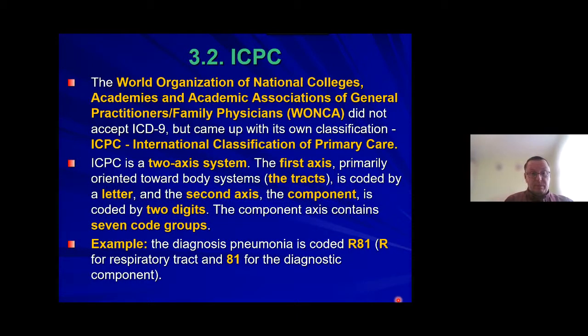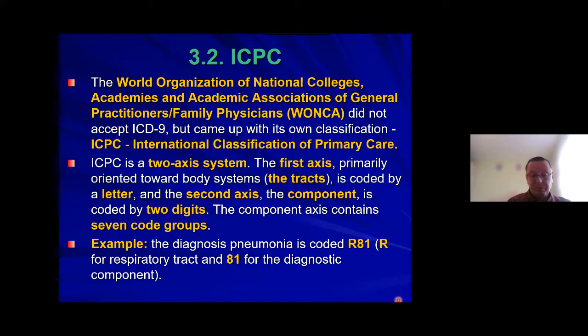ICPC. The World Organization of National Colleges and Academic Associations of General Practice and Family Practice were not satisfied with ICD-9, and they came up with their own classification, the International Classification of Primary Care, or ICPC. It's a 2-axis system. The first is primarily oriented toward body systems and is coded by a letter, and the second component is coded by 2 digits. The component axis contains 7 code groups.